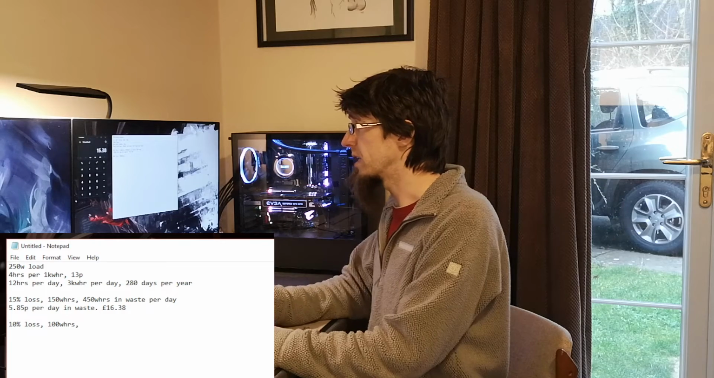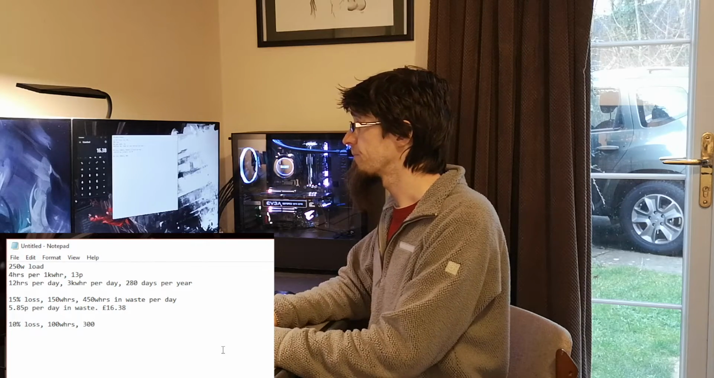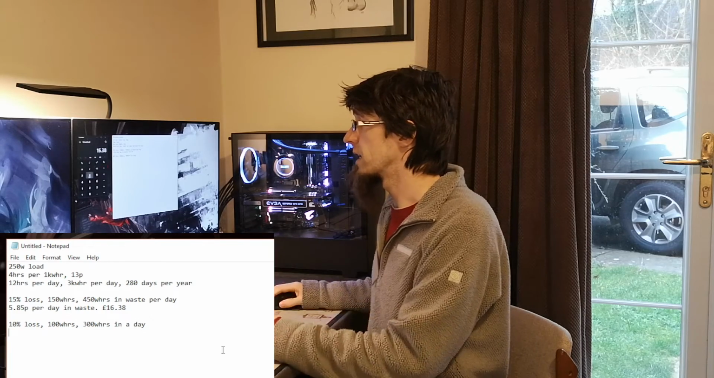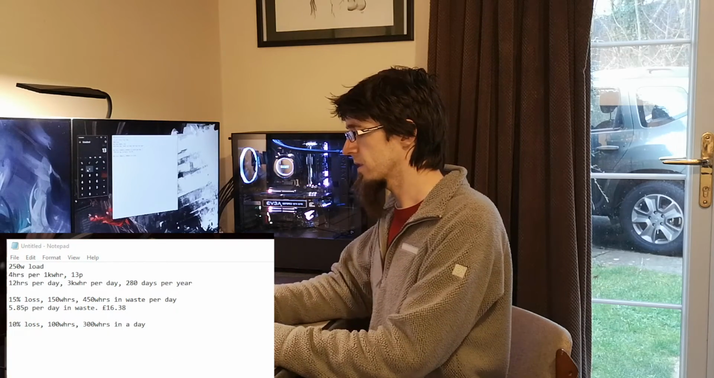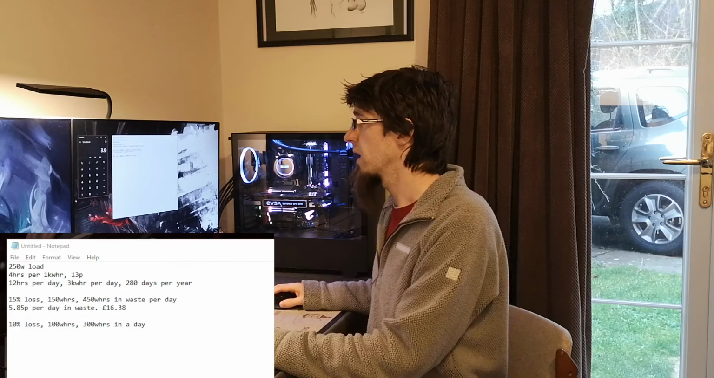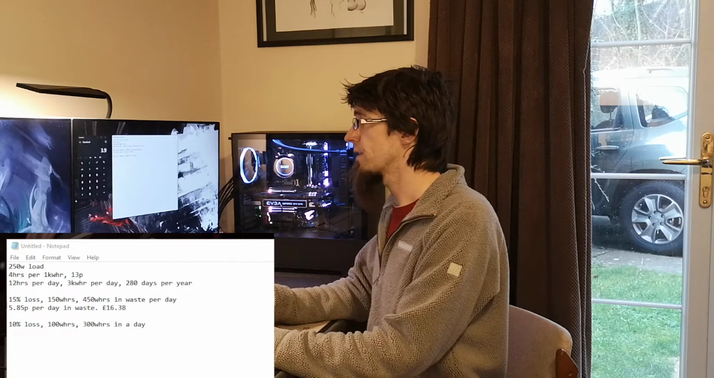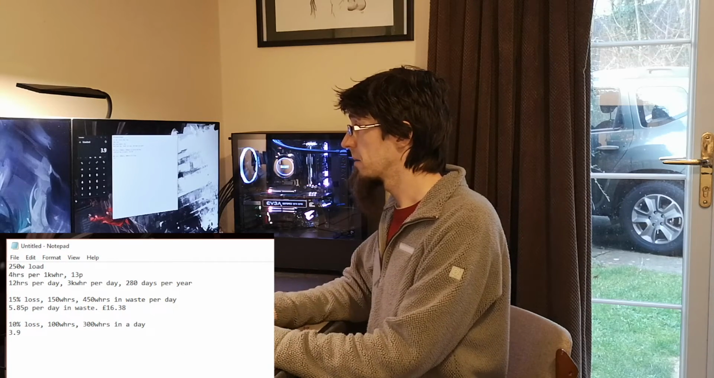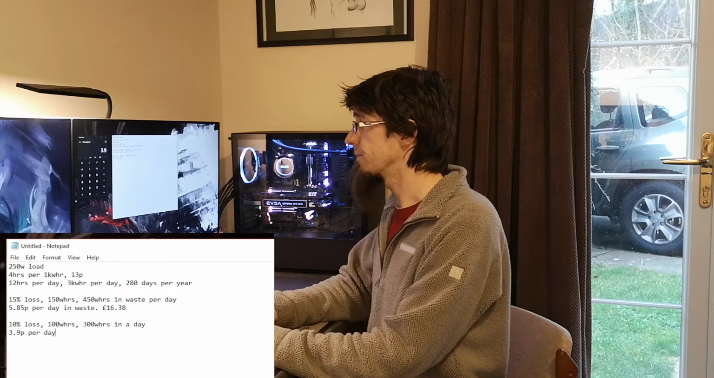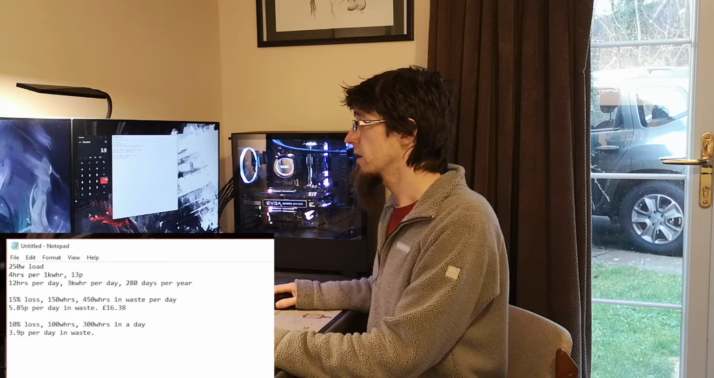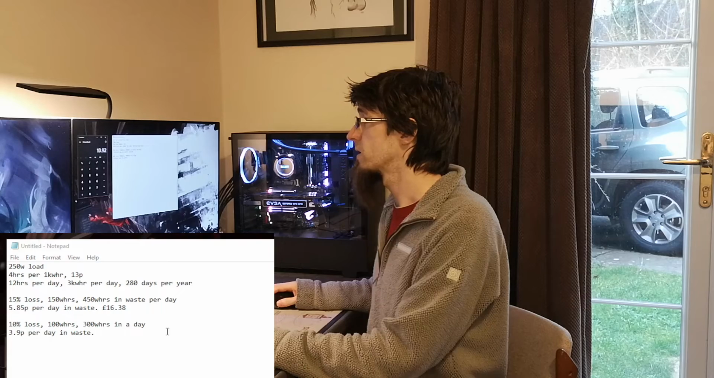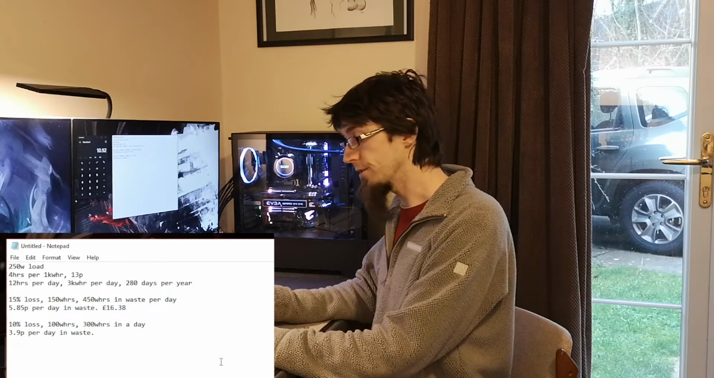which will turn out to be 300 watt hours per day in a day. So let's run that again. So 13 times 0.3. So that is going to cost us 3.9 pence a day. So 3.9p per day in waste times 280 divided by 100. So that gives us £10.92.